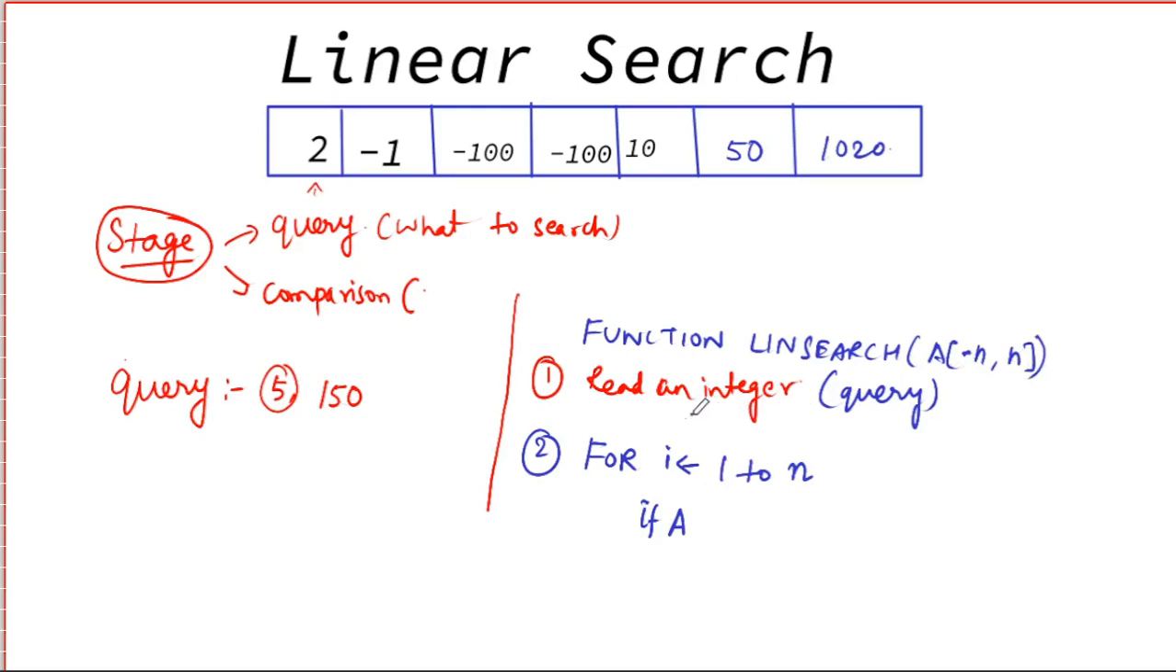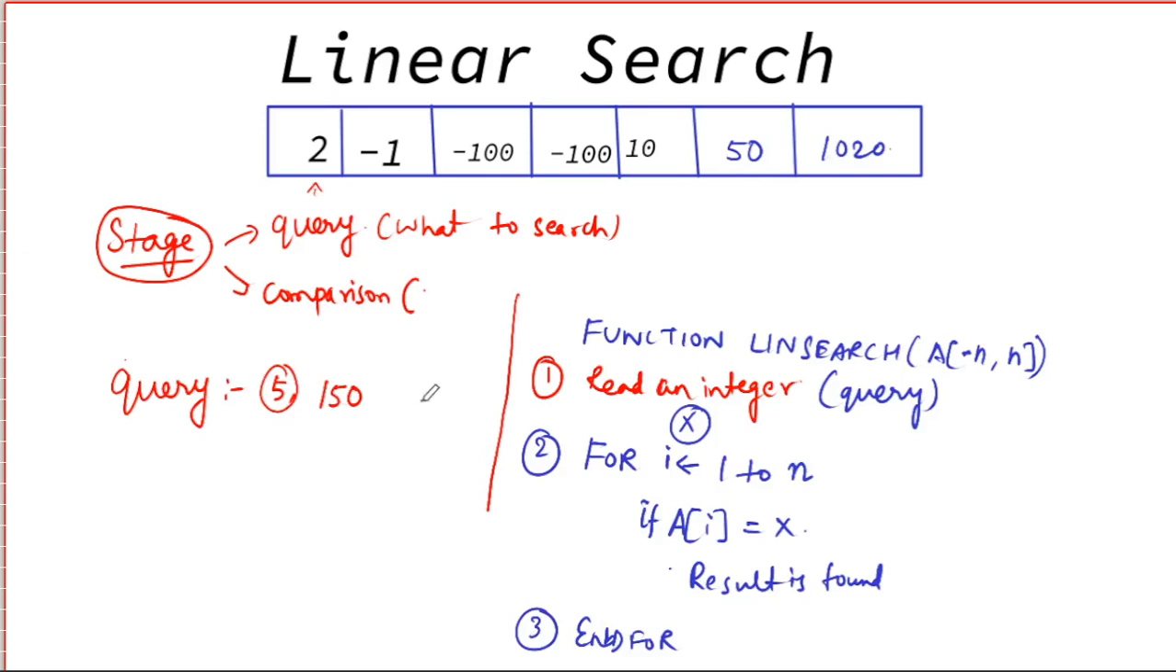Query: let's say x is the value that has to be searched. If A[i] is equal to x, then one can say the result is found. Else skip, continue towards the next number, and this is continued till the end of the loop. End for loop and end function.